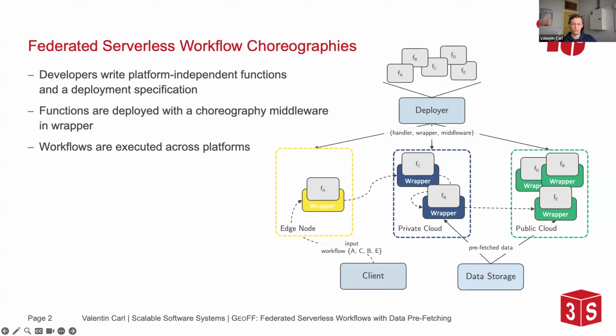Now, to invoke a workflow, the client just calls the first function of that workflow, and it sends 2 things. It sends the function arguments for that step, and it also sends a workflow specification, and that just determines which functions are to be invoked in which order and on which platform. In addition, if these functions have any extra data dependency, that's also specified in the workflow specifications. And these will also be automatically downloaded by our middleware.